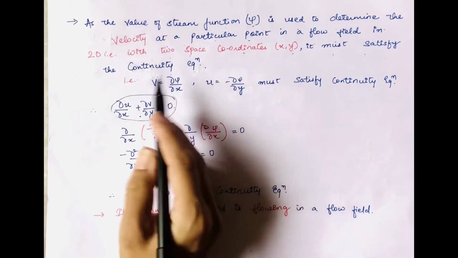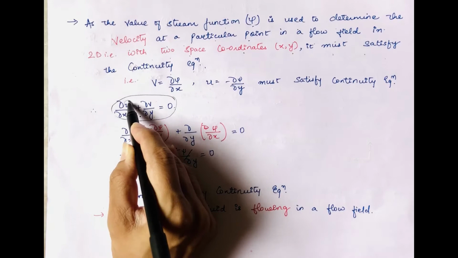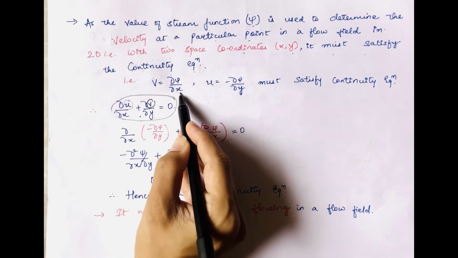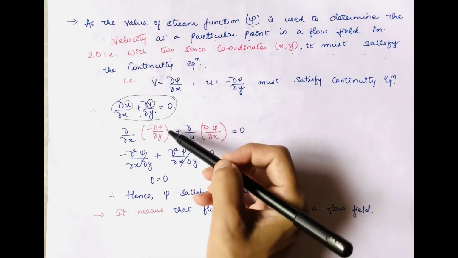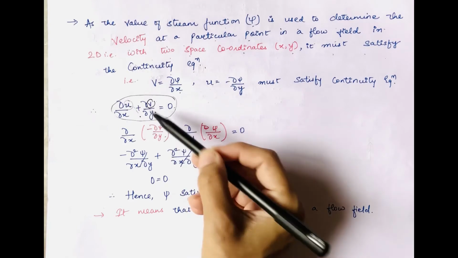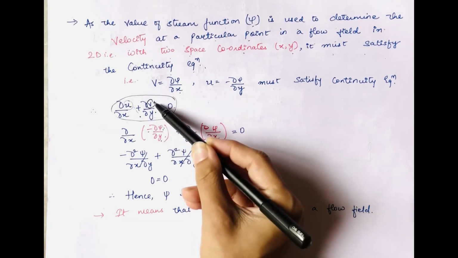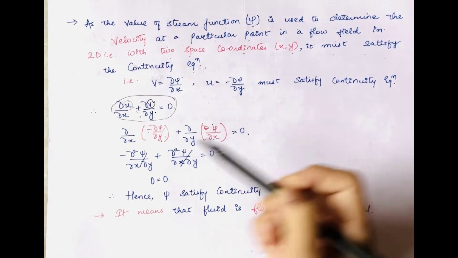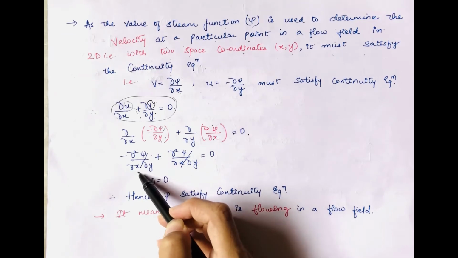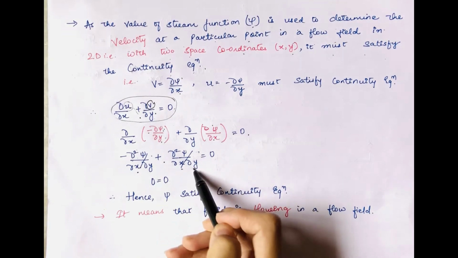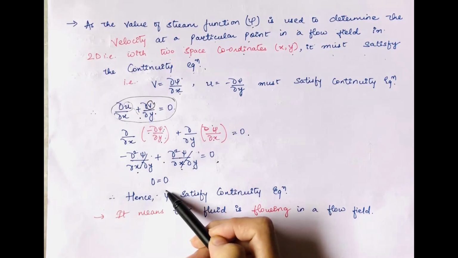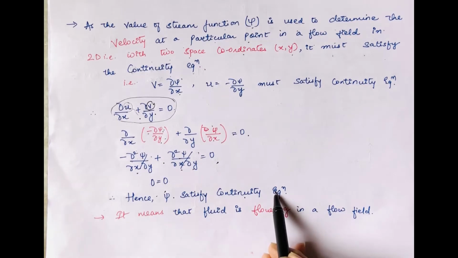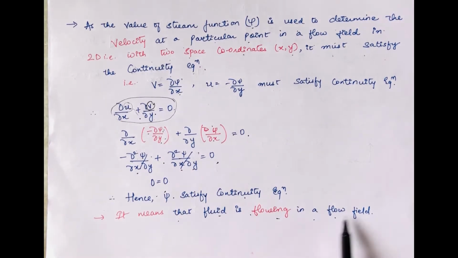Now what we will do over here? We will substitute the values of u equals minus del psi by del y and v equals del psi by del x in this equation. Okay, so here you can see that instead of u it has been written minus del psi by del y, and instead of v it is written del psi by del x, equals 0. So it will be minus del square psi by del x del y plus del square psi by del x del y equals 0. So 0 equals 0. Hence psi satisfies the continuity equation, which proves that the fluid is flowing in a flow field.